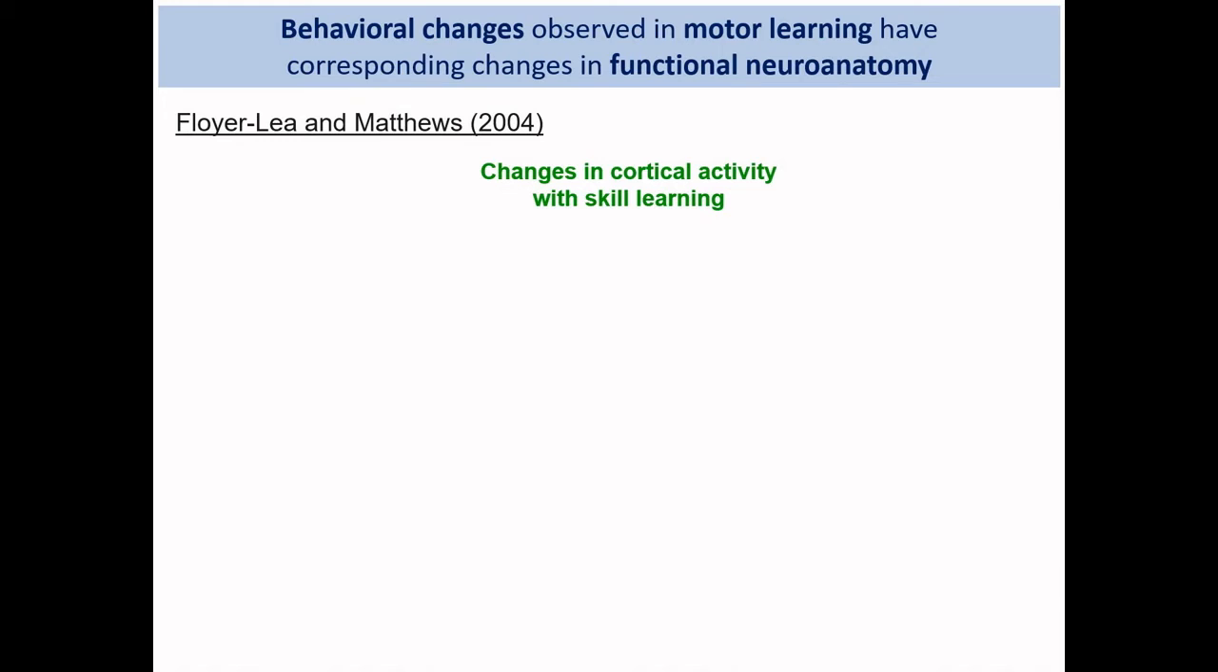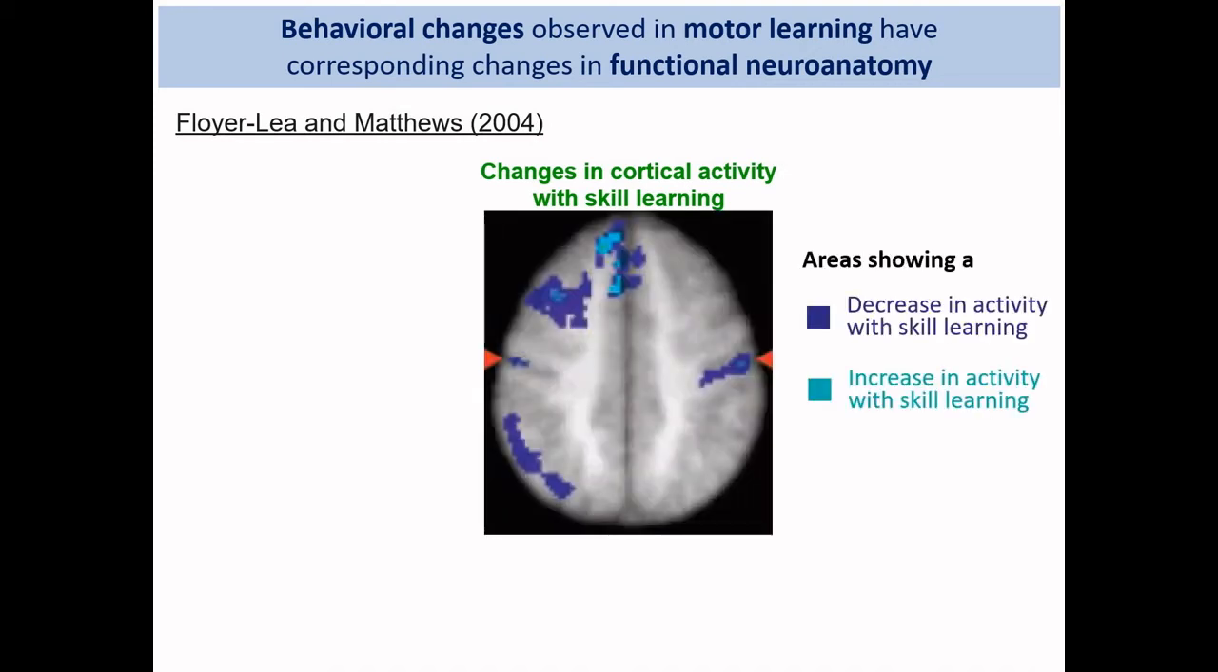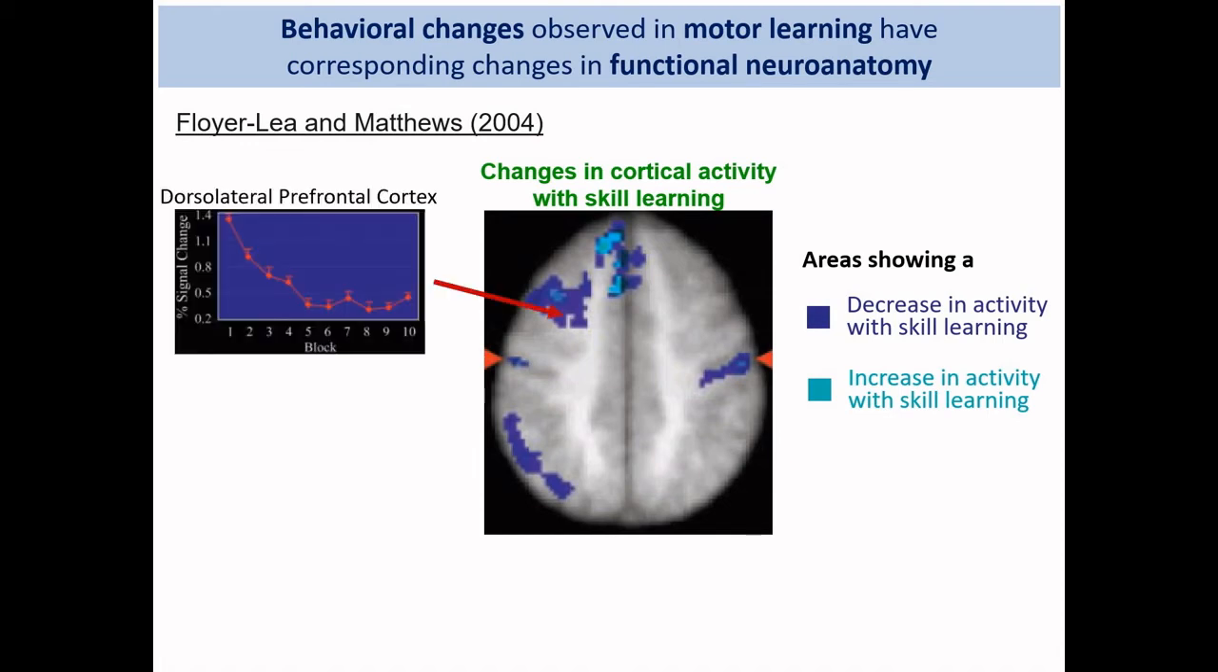Now let's look at the changes in cortical activity that accompanied the skill learning. Here we see the results of an fMRI analysis. The areas that are shaded dark blue identify cortical areas that show a decrease in activity with skill learning, whereas the areas in green identify cortical areas that show an increase in activity with skill learning. If we focus in on some of the specific cortical regions that are highlighted here, we can see the changes in activity over learning. For example, here we see the level of activity in the dorsolateral prefrontal cortex.